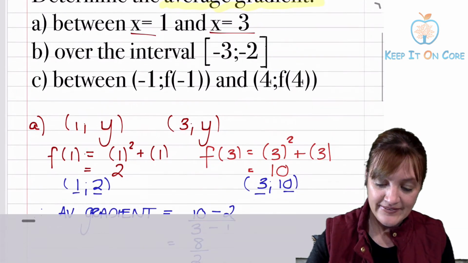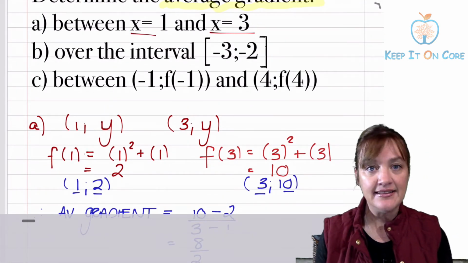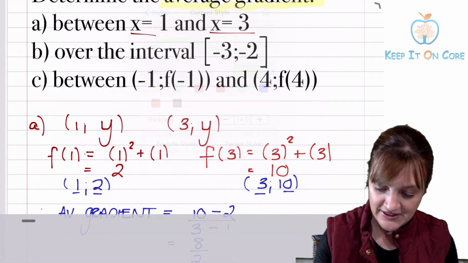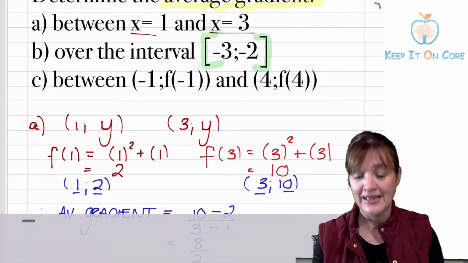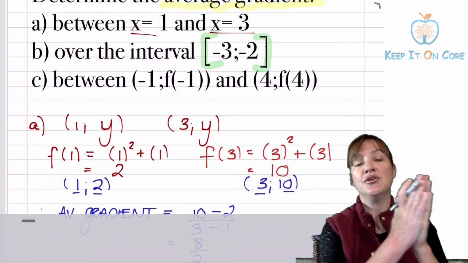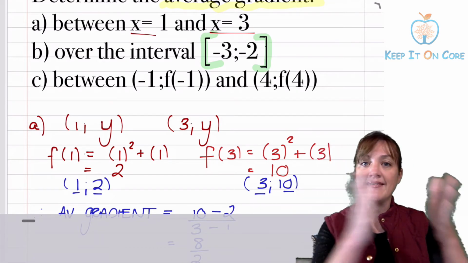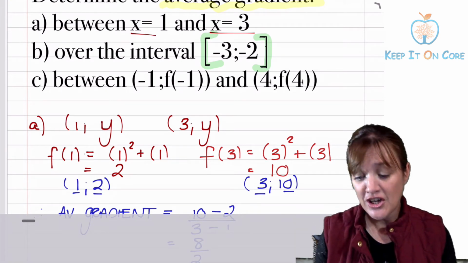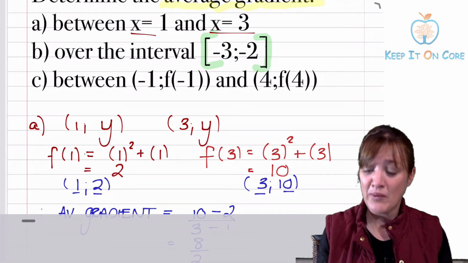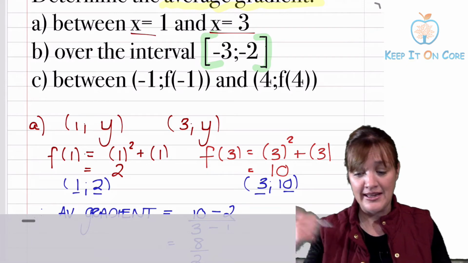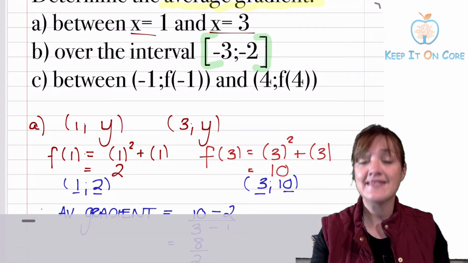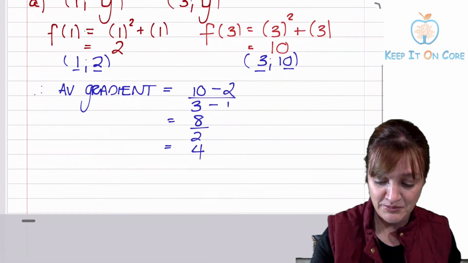Okay. How else can they ask it? Here they said, calculate the average gradient over the interval. Now this is interesting because remember, this over here represents what you call interval notation. Interval notation is telling you between where and where on your x-axis you have a particular function. So that really is just another way of saying where x was -3 and where x is -2, those are the 2 points on the x-axis, and they're wanting to find the gradient between the points.